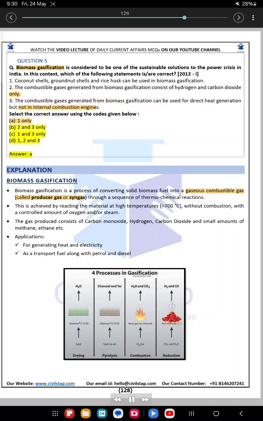A. 1 only. B. 2 and 3 only. C. 1 and 3 only. D. 1, 2 and 3. Answer A. Explanation. Biomass gasification. Biomass gasification is a process of converting solid biomass fuel into a gaseous combustible gas, called producer gas or syngas, through a sequence of thermochemical reactions.